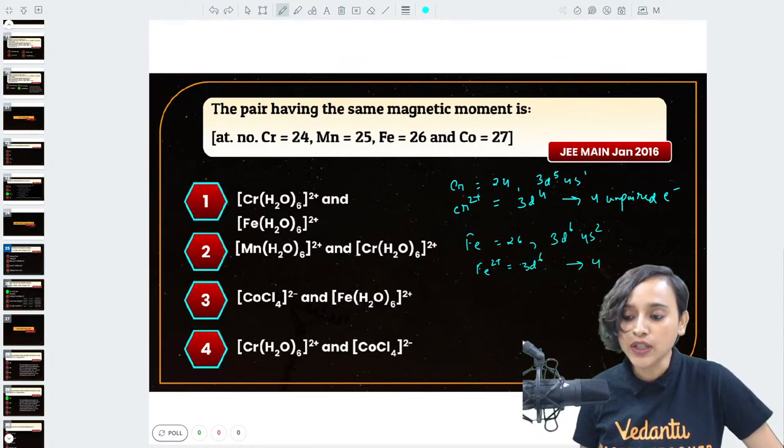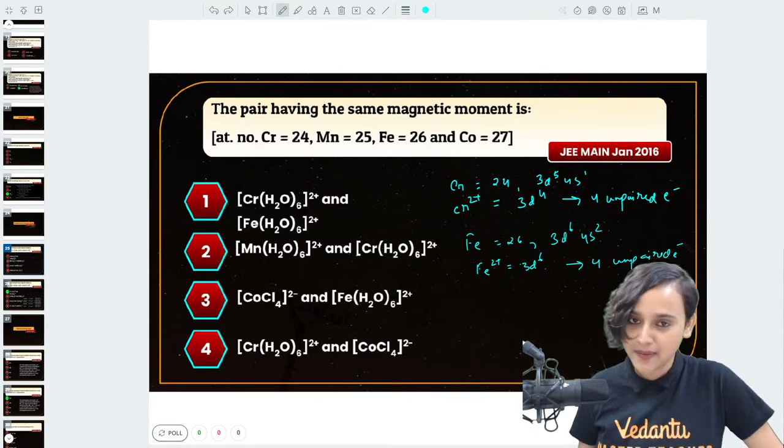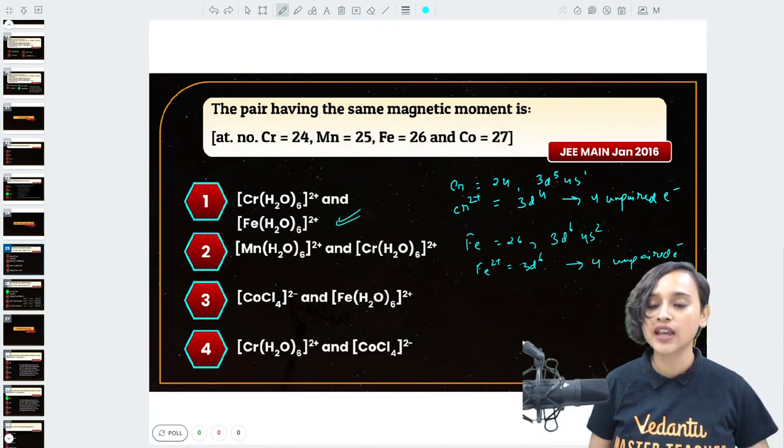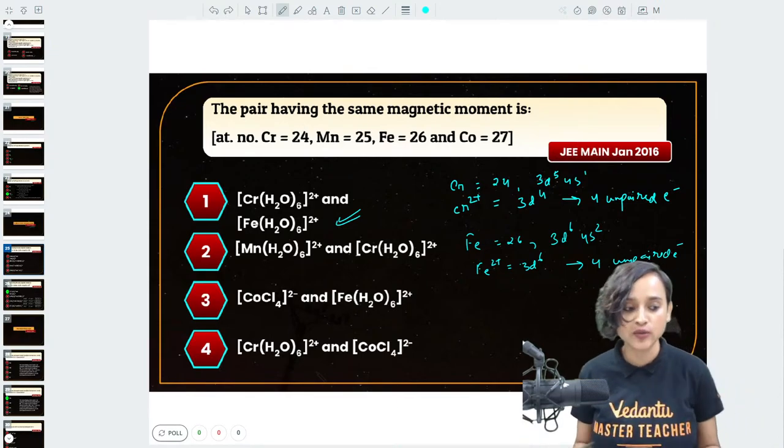Now 3d6 will also have 4 unpaired electrons, isn't it? 3d6 will also have 4 unpaired electrons. Am I right, guys? Absolutely. 3d6 also has 4 unpaired electrons, and that means that these two will have the same magnetic moment. Absolutely correct. You guessed it right.